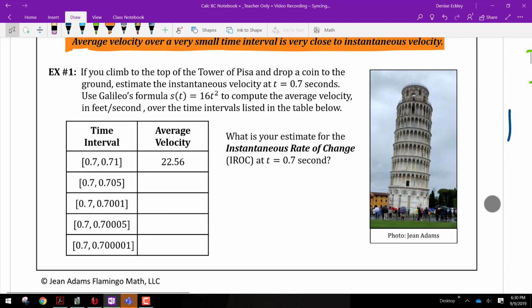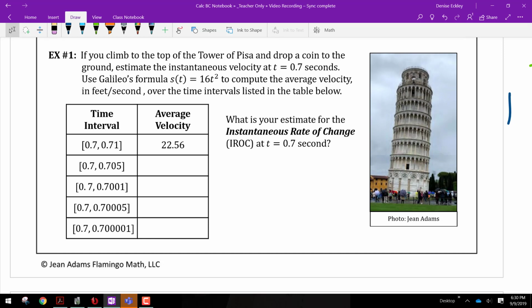Okay. So here's our problem. If you climb to the top of the Tower of Pisa, and I have a little picture there, and drop a coin to the ground, estimate the instantaneous velocity at 0.7 seconds, 7/10 of a second. Use Galileo's formula, s of t equals 16t squared, to compute the average velocity in feet per second over the time intervals listed in the table below. And then we're supposed to say, what is our instantaneous rate of change estimate at that time? And we're going to be using that abbreviation for instantaneous rate of change, the IROC.